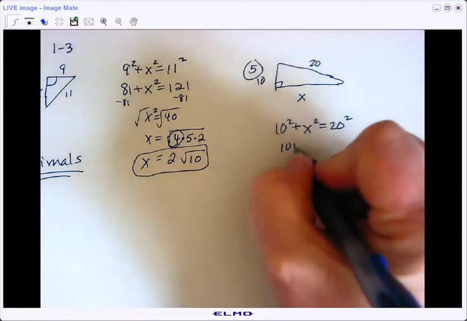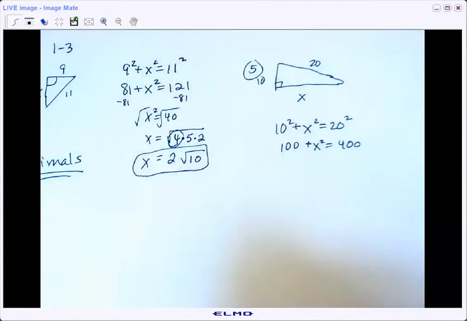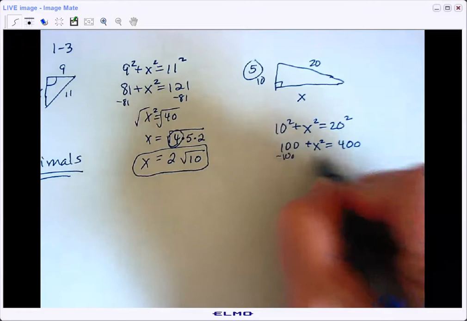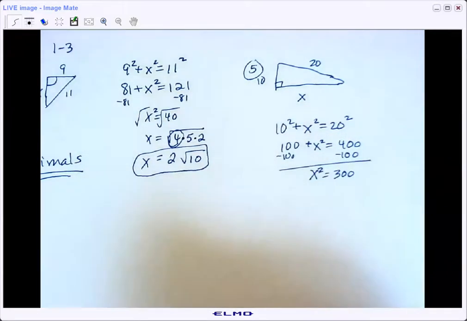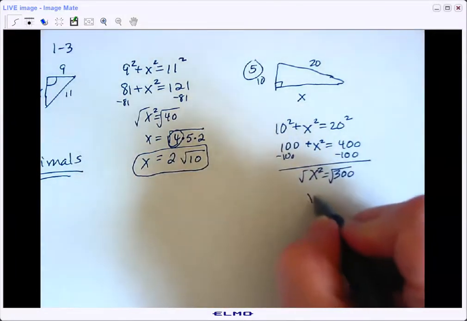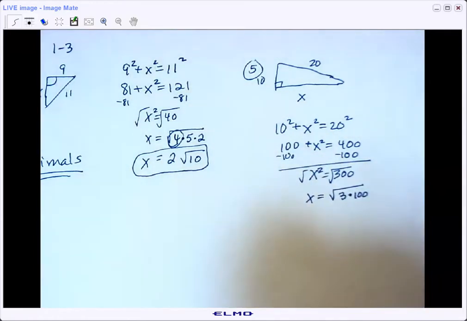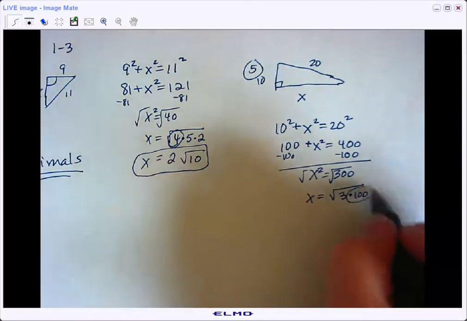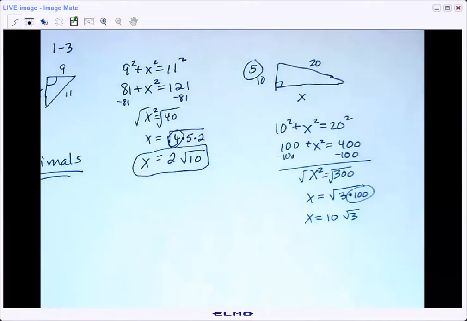Okay, so 10 squared is 100, plus x squared equals 400. Subtracting 100 on both sides. X squared equals 300. And square rooting both sides, x is equal to, I'm going to call that 3 times 100. And then the square root of 100 is 10. So x is equal to 10 root 3. Good.